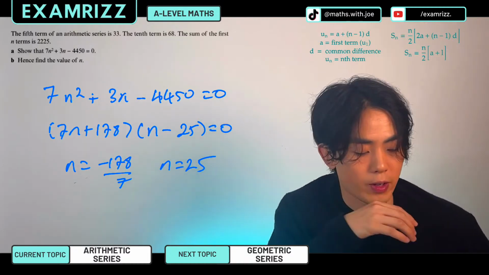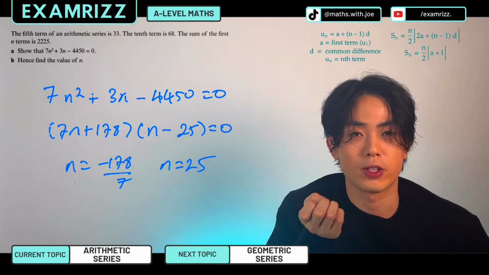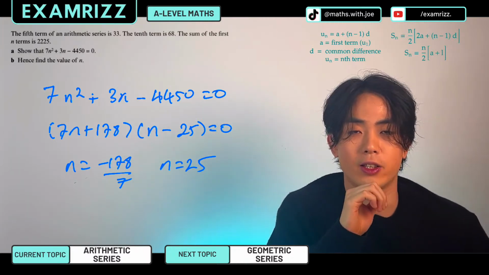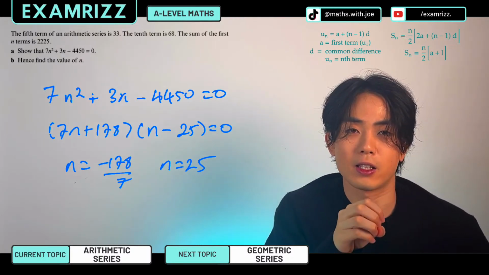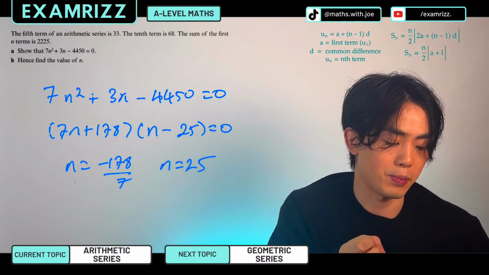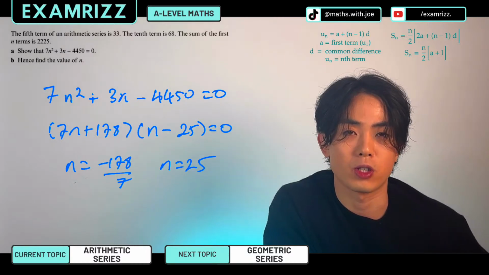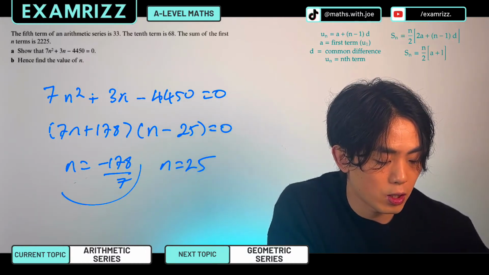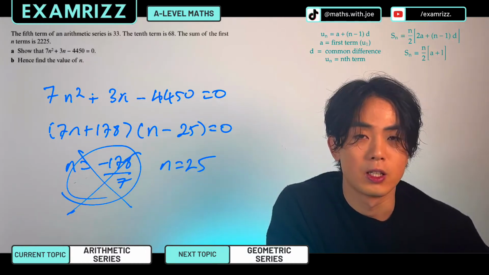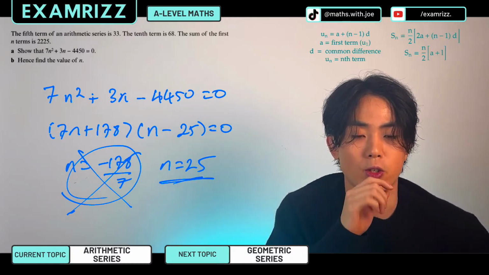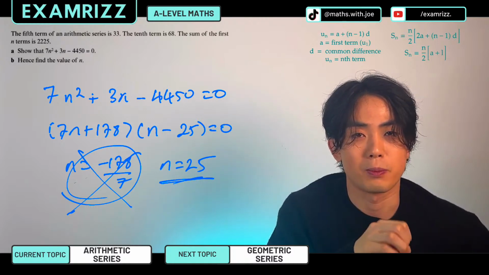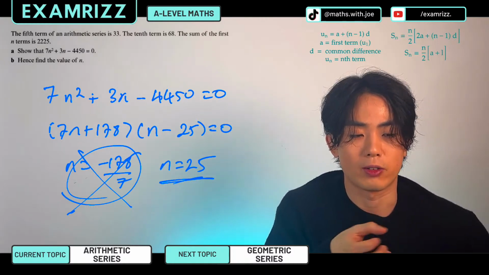So we get two values of n. However, we have to make sure that we understand what n is. n is actually the number of terms within this arithmetic series, meaning that n can't be a negative value and it can't be a non-integer. It has to be a positive integer value, which means this solution here cannot be a solution. So the only solution is going to be when n is equal to 25. This is a common question that they do give you just to make sure that you understand what n is going to be and making sure that you give the correct answer.